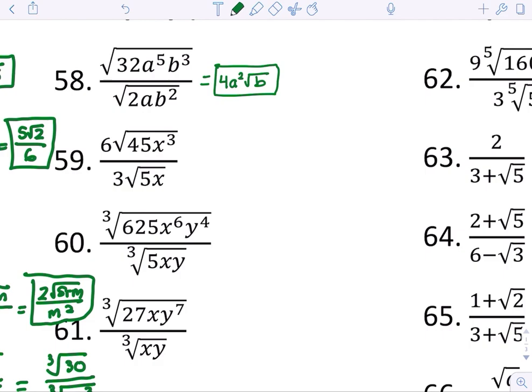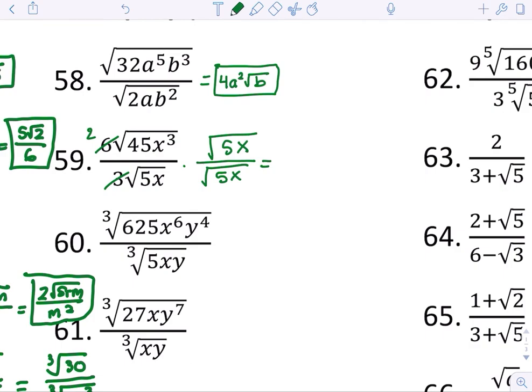Okay, 59, right from the jump, I can see that 3 goes into 6 twice, so we're going to have a 2 on the top. And then square root of 5x, right? Which means I have to multiply top and bottom by square root of 5x. Why? Because 5 times 5 will give me 5 squared, and x times x will give me x squared. And we want the powers of 2's to be on the inside to eliminate the square root.